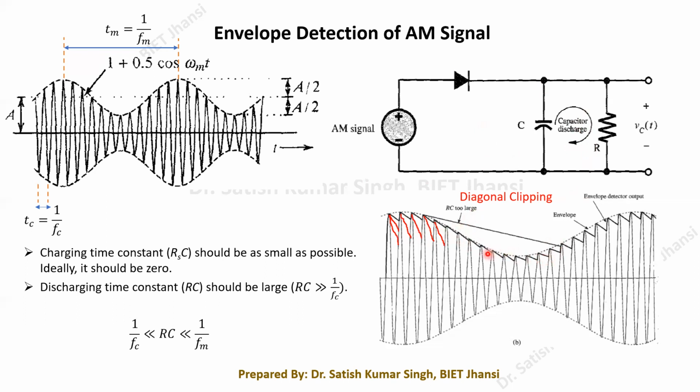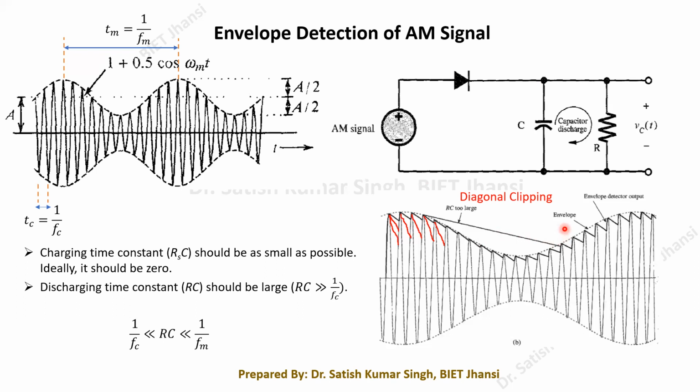When you see the waveform, you will be able to see this part, and then again only this part will appear in the output. You will not be able to see this other part. So basically what happens is a certain portion of the message signal will be clipped.